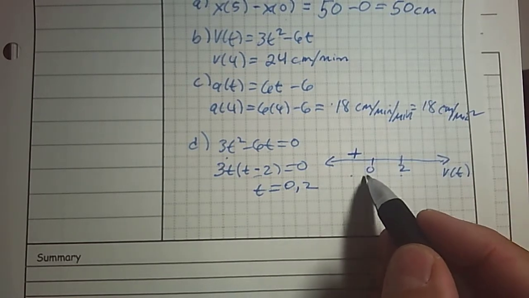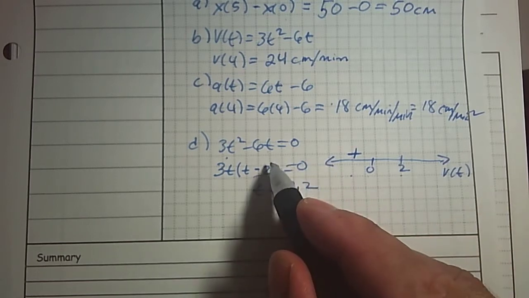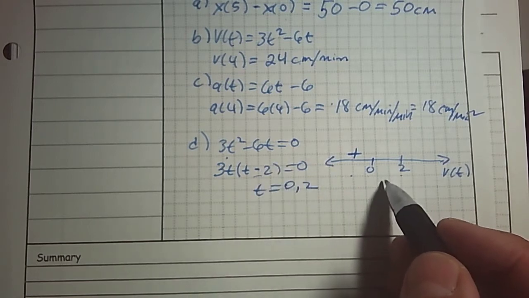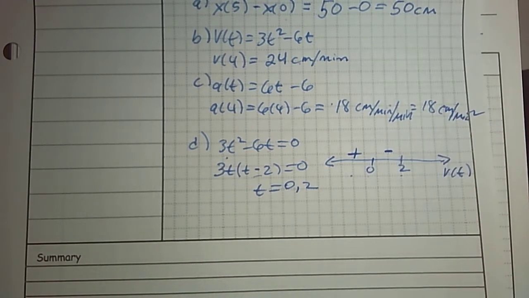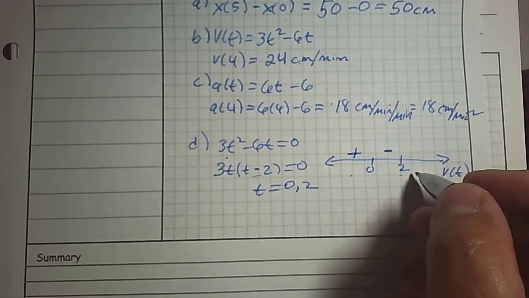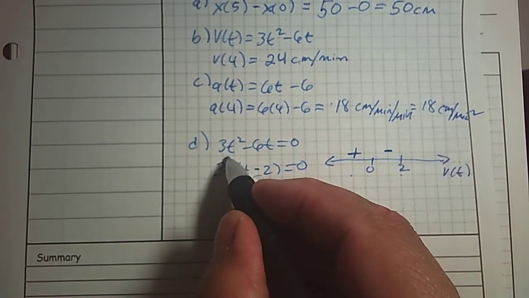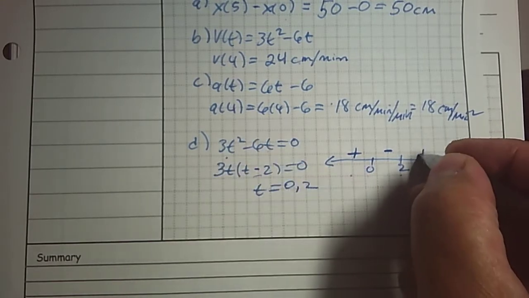Plug in a number between 0 and 2 into the velocity. So the easiest number is obviously positive 1. So when you plug in positive 1, you actually get a negative velocity. Plug in any number bigger than 2, like 4 or 3, and you'll notice the answer is positive again.